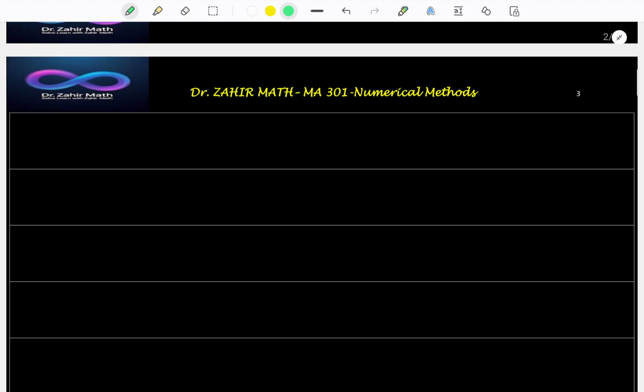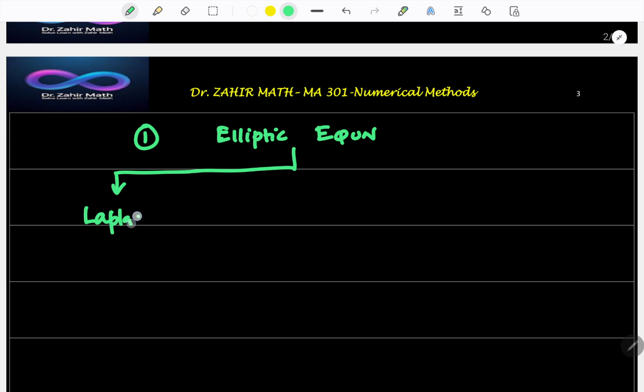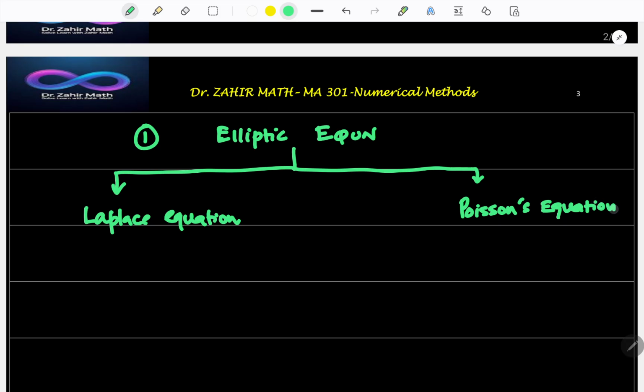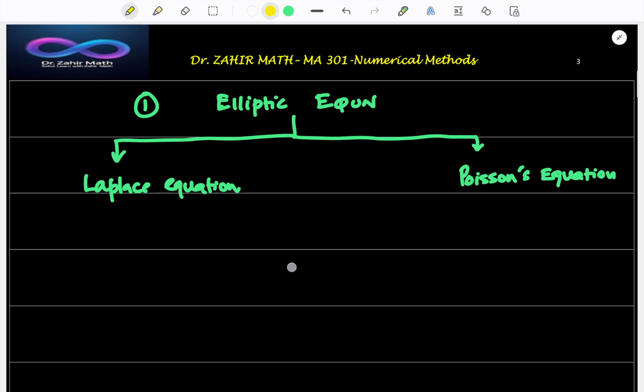So the first chapter we are going to do is elliptic equation. In the elliptic equation, we are going to do 2 equations. What are they? One is Laplace equation, which will be coming in this video. And the second one is Poisson's equation. Both the equations are elliptic. Laplace equation you already studied in calculus 3.